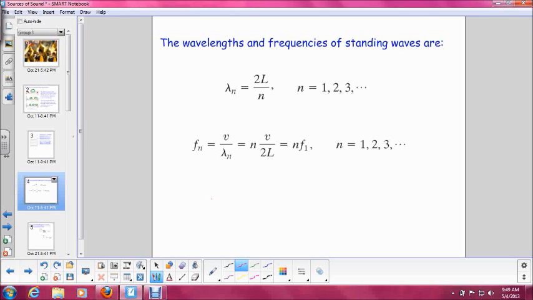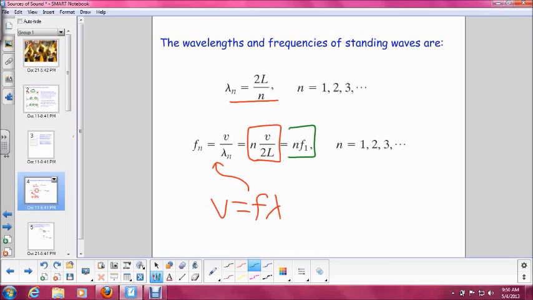Now, to find the frequency, we use our handy-dandy equation, V equals frequency times wavelength. V equals f lambda. All we did in this first step was we rearranged this equation to solve for frequency. Now, in order to get the second equation, we just took this and we substituted 2L over n in for wavelength. So we get frequency is equal to the harmonic number times velocity over 2 times the length. And the last equation is telling us that when you want to find the frequency of a wave, all you do is multiply the fundamental by which harmonic it is.